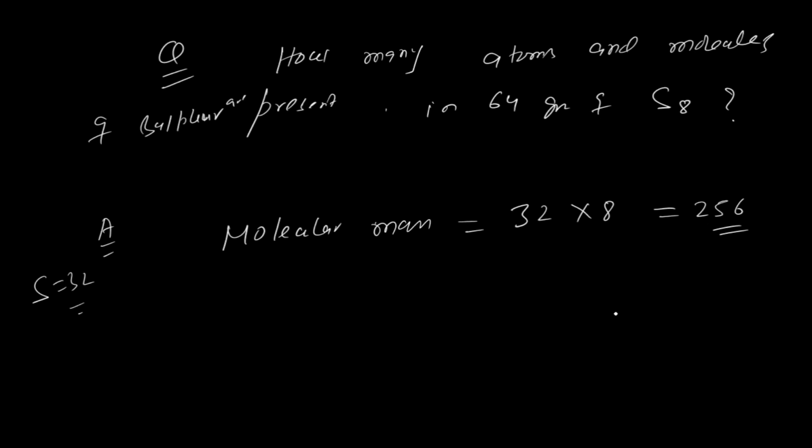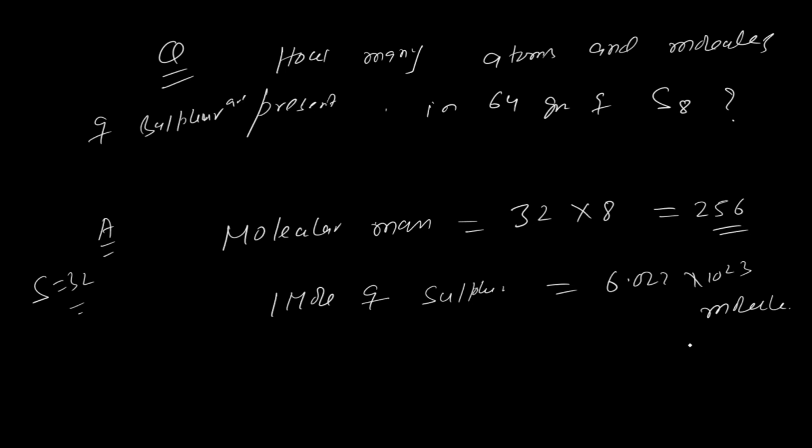Now, again we have to move towards 1 mole. 1 mole of sulfur will have 6.022 into 10 power 23 molecules of sulfur. And the one molecular mass is equal to 1 mole, so this is equal to 256 gram.